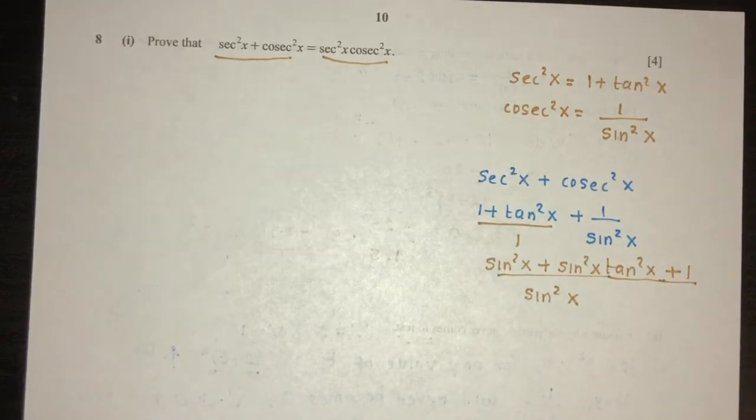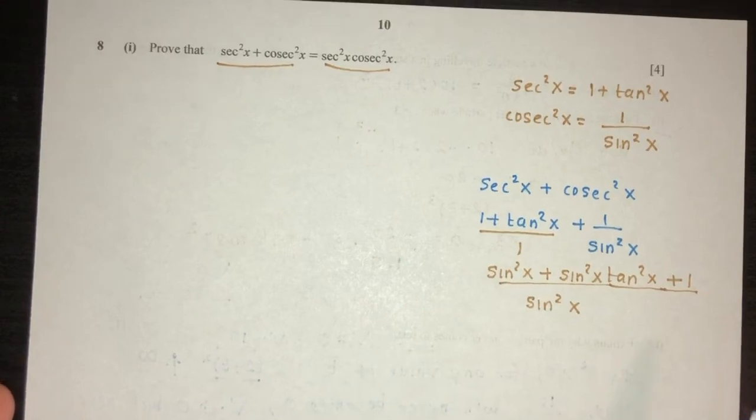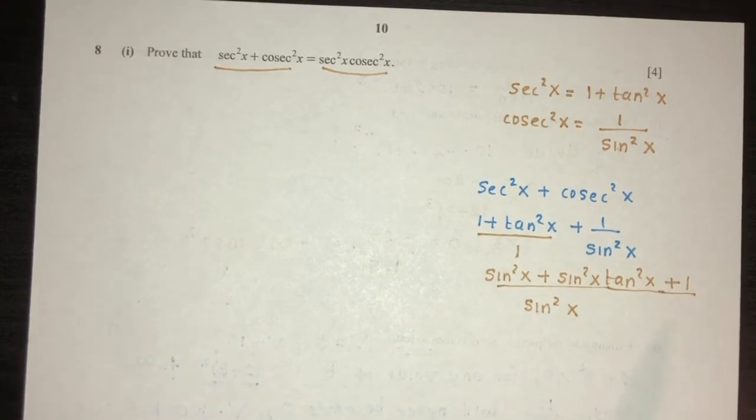Now how can we simplify this to this side? Let's see what can be done. In fact, in this kind of question, this is my first time doing this, so I don't know what I'm going to get, but I have to try one by one to see what happens. So here I have sine square x plus sine square x tan square x plus 1. Let me think, what else can we do?